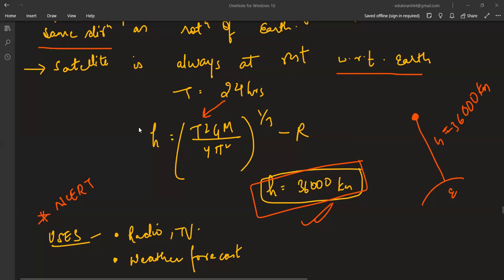No, no, Harsha, not every satellite, only the geostationary satellites. Every satellite you're not able to observe also, no? This height is just for the geostationary satellite, not for every satellite. Every satellite has its own different height.